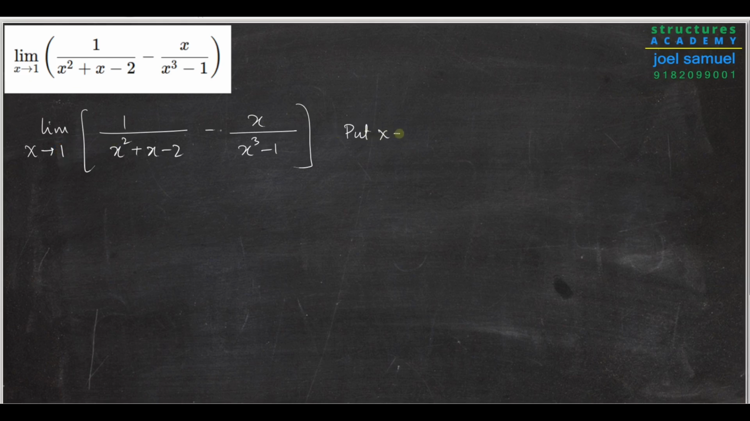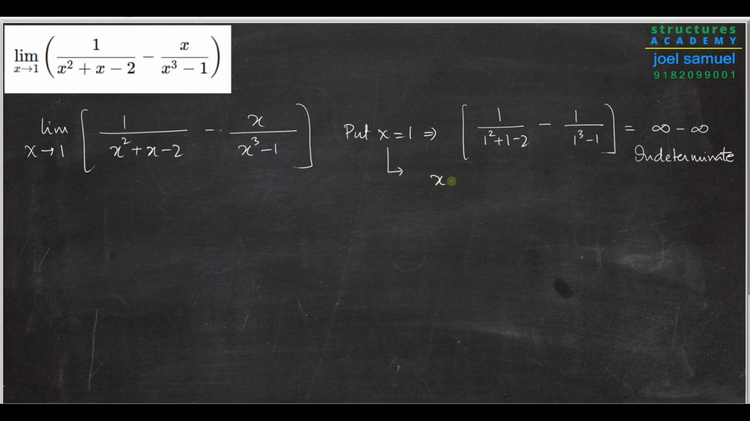Put x is equal to 1 implies 1 divided by 1 square plus 1 minus 2 minus 1 by 1 cube minus 1. So clearly this denominator becomes 1 plus 1 is 2 minus 2 is 0, and this clearly becomes 0 as well. So we are left with an infinity minus infinity form, which is indeterminate. Since we ended up with an indeterminate form, we can try to pull out the common factor, which in this case would be x minus 1.